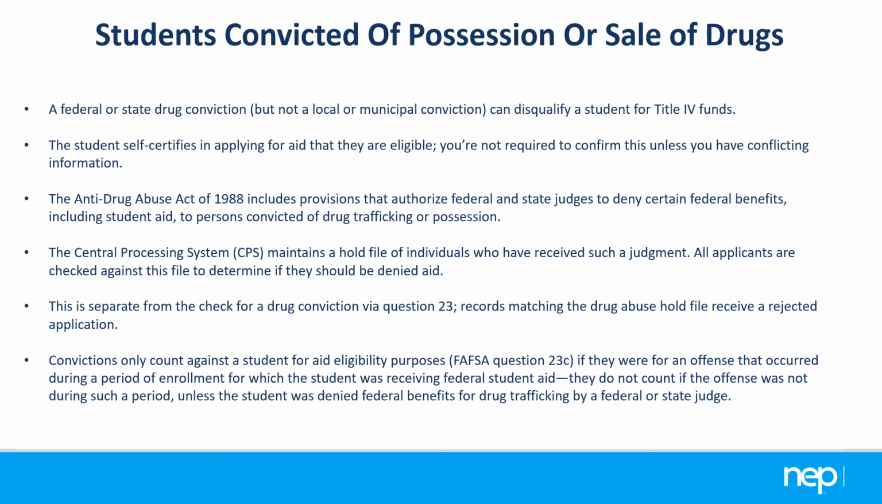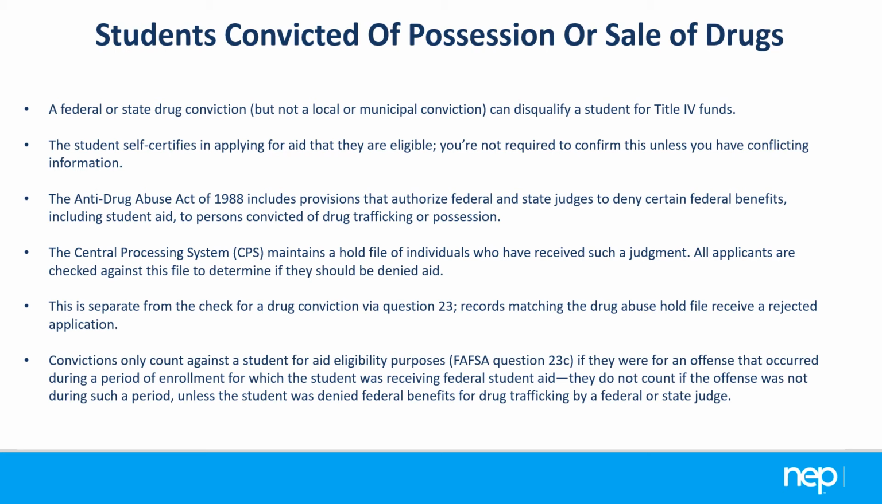The student self-certifies in applying for aid that they are eligible. You're not required to confirm this unless you have conflicting information. The Anti-Drug Abuse Act of 1988 includes provisions that authorize federal and state judges to deny certain federal benefits, including student aid, to persons convicted of drug trafficking or possession.